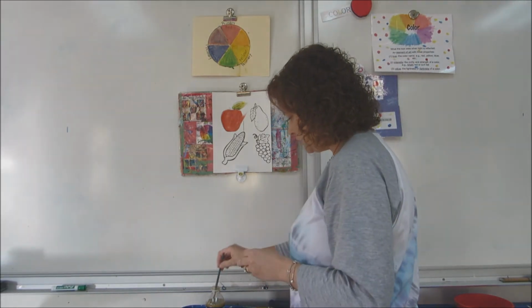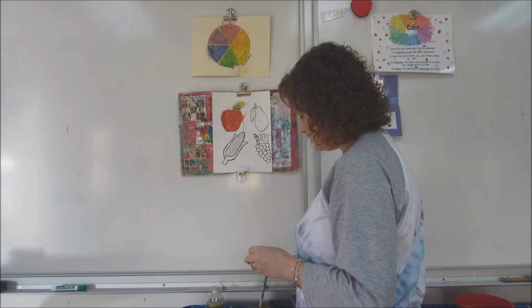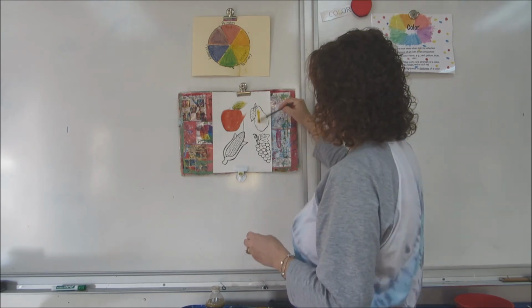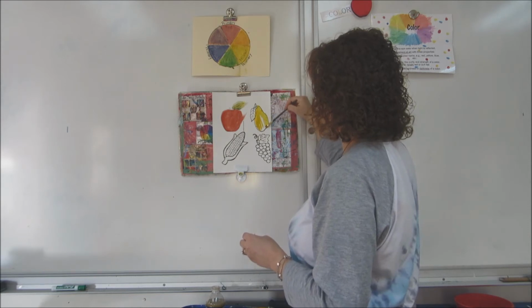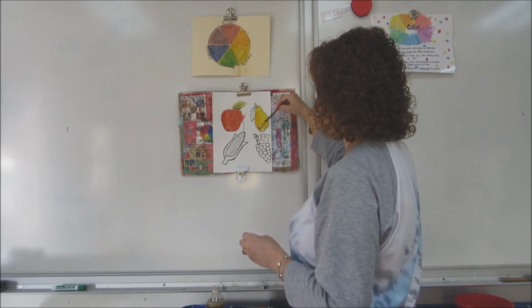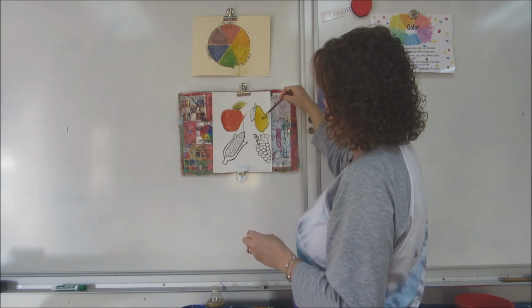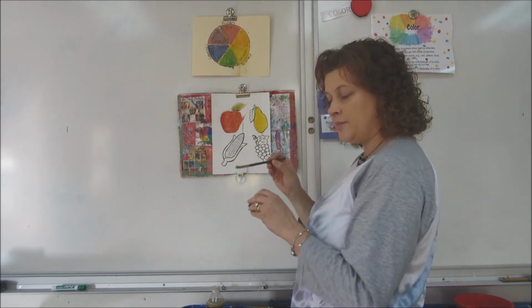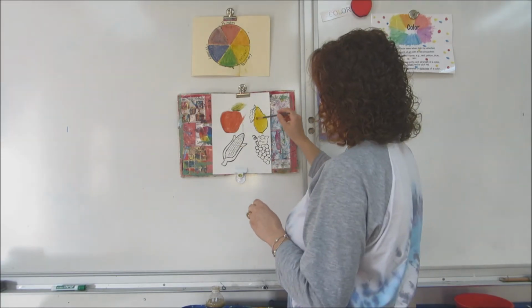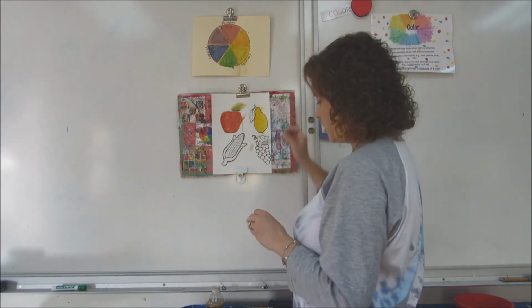All right, so my pear I'm going to make green. So I'm going to use my yellow. Notice I'm just barely touching the page with my brush. I'm not pressing down and scrubbing it. We don't want to do that because it'll mess up the hairs. It could tear them out. We don't want to hurt our brush.